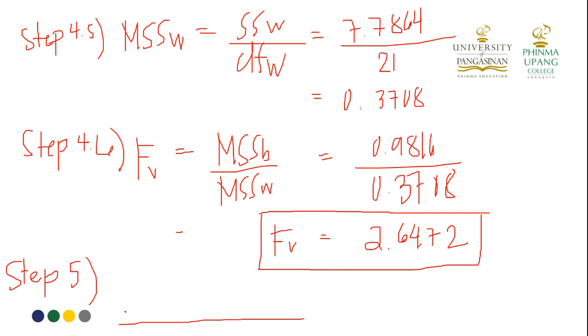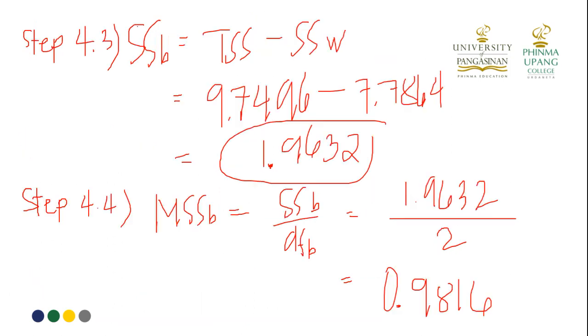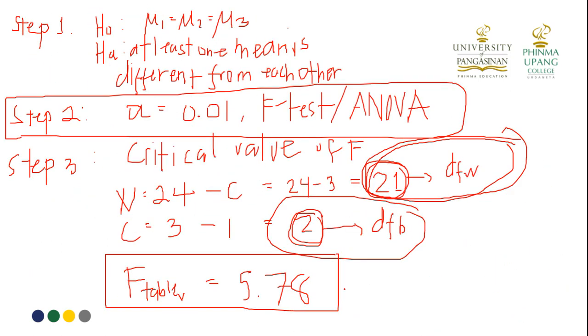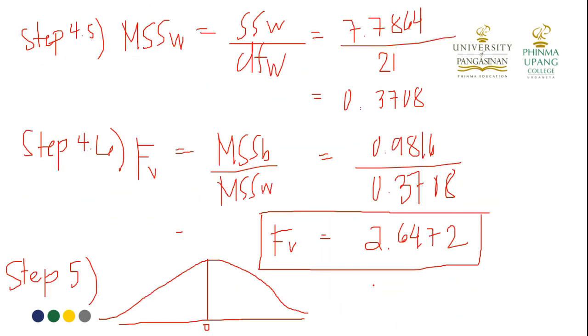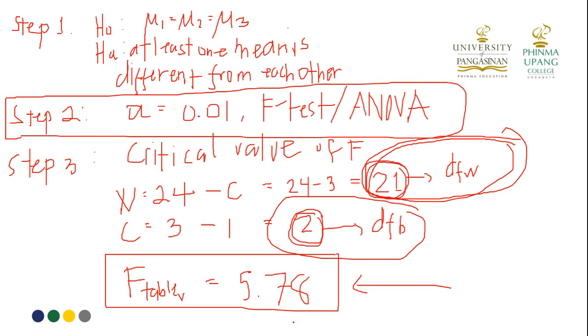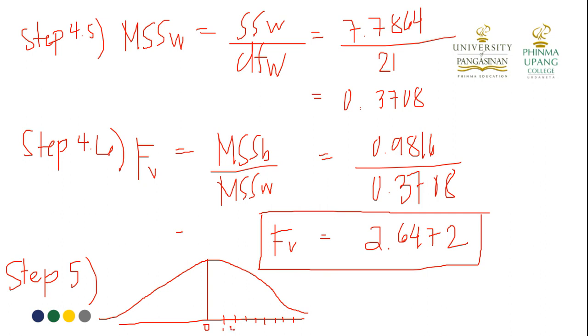Decide na natin kung accept or reject. This is 0. So balikan natin yung critical. The critical value that we have here is 5.78. So 1, 2, 3, 4, 5, 6, 7, 8. Lagay ako ng 8 dito. 5.78. This is 1, this is 2, this is 3, this is 4, this is 5, this is 6. So yung 5.78 na critical value, nandito siya. Then ito yung F value natin, nandito po siya malapit sa 3. So this is the rejection area.